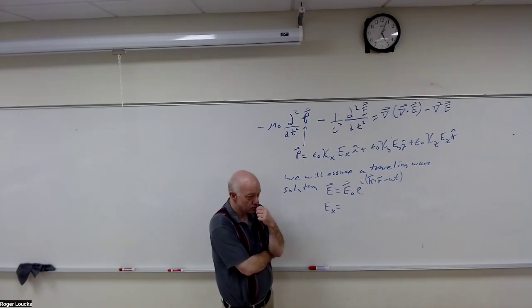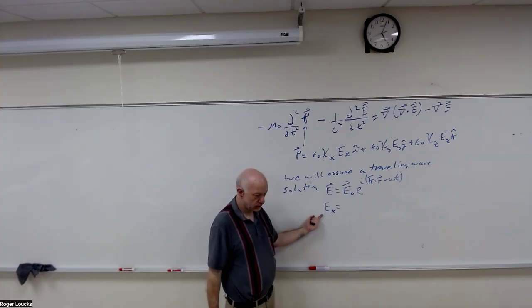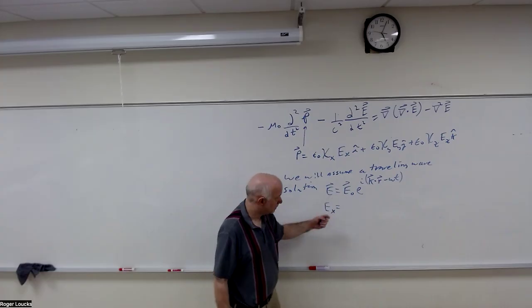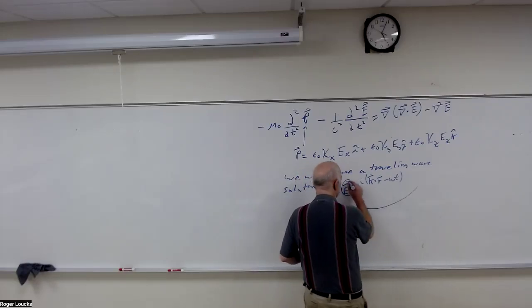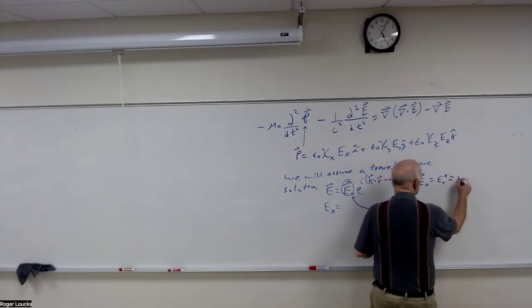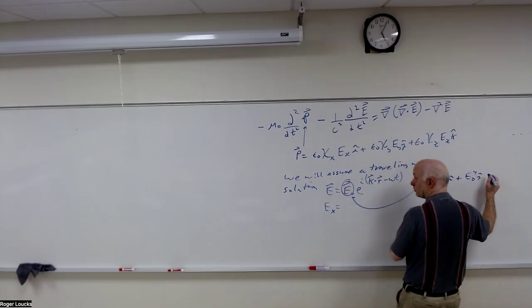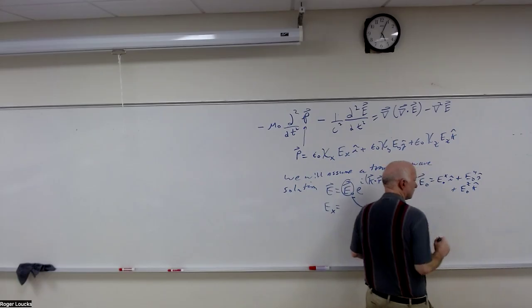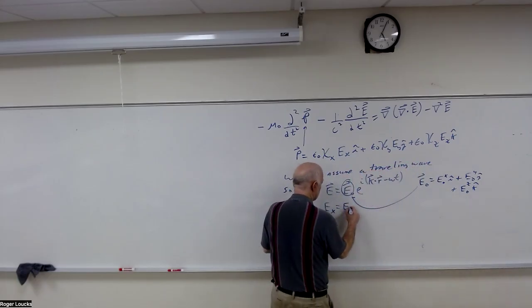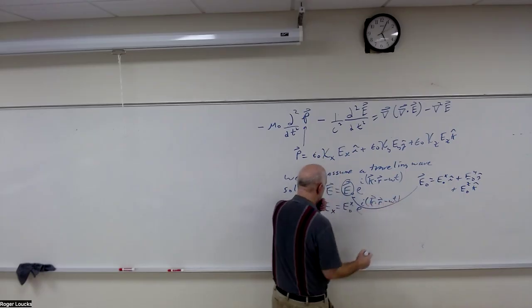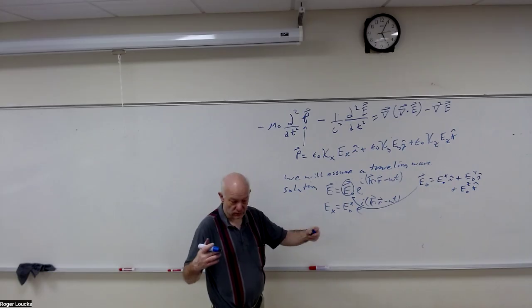What is Ex here? Where's my X component coming in? The E naught part here. That's where the X component is coming in. Or this E naught here. E naught x i hat, E naught y j hat, and that's E naught z. So the Ex is E naught x e to the i k dot r. And likewise for the Ey.